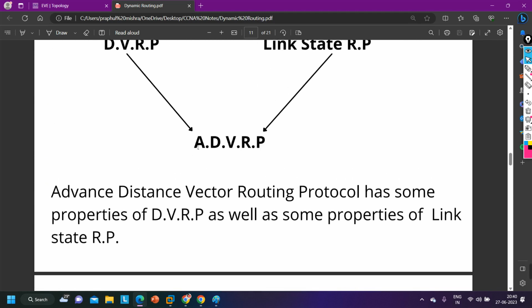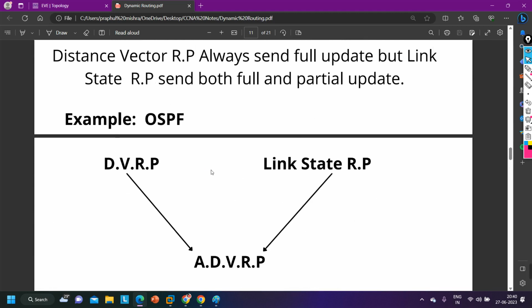Okay. So advanced distance vector routing protocol is EIGRP, guys. While discussing EIGRP, you will understand all the concepts of advanced distance vector, but for now just understand it has some properties of distance vector and some properties of link state. Like it maintains three types of table. This is a property of link state routing protocol. It also considers the hop count. This is a property of distance vector routing protocol. It calculates metric on the basis of link property. This is a property of link state routing protocol. Okay, that's it.